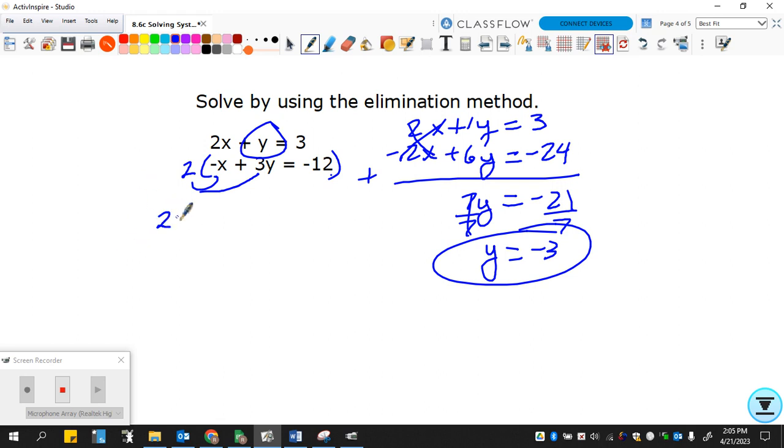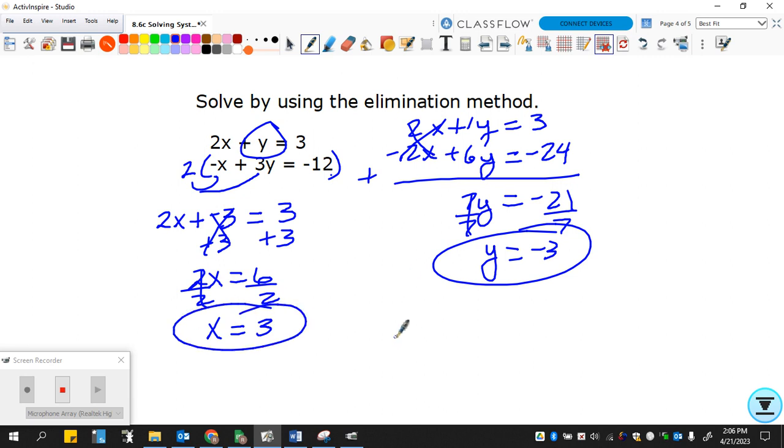So 2x plus negative 3 is equal to positive 3. Because this is a negative, I'm going to say plus 3 on both sides. Cancels out. 2x is equal to 6, divided by 2. X is equal to 3. So our solution as an ordered pair is positive 3 and negative 3.